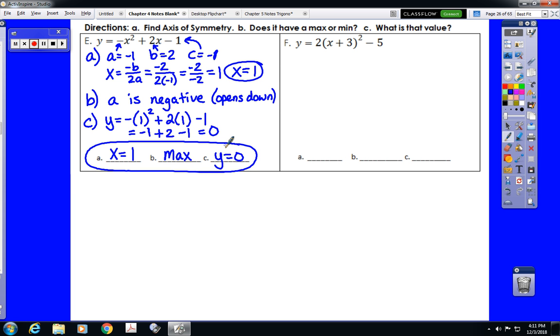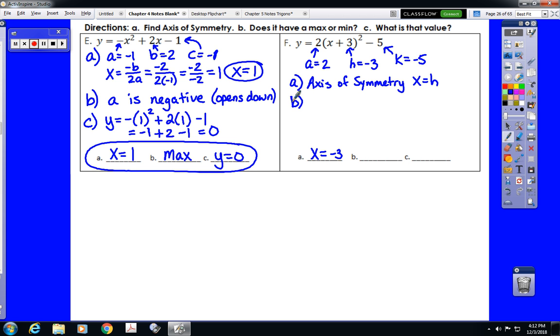Vertex form is not that complex, actually. All we really need to be able to do to answer all 3 parts of this question is identify that a is 2, that h is negative 3, and that k is negative 5. Because if it is in vertex form, the axis of symmetry is the line x equals h. So in this case, that would be x equals negative 3.